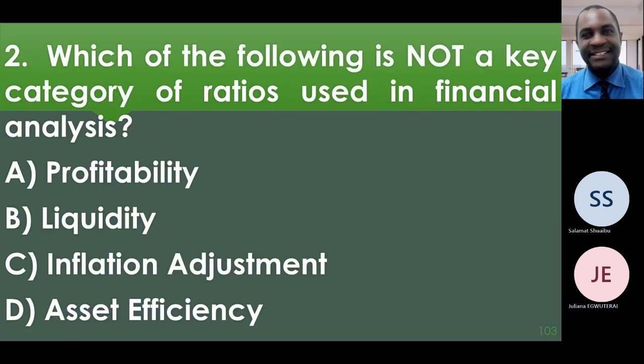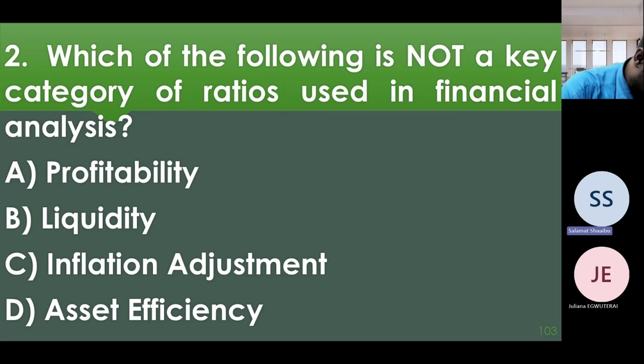Okay, we'll see. Which of the following is not a key category of ratios used in financial analysis? A, profitability. B, liquidity. C, inflation adjustment. D, asset efficiency.